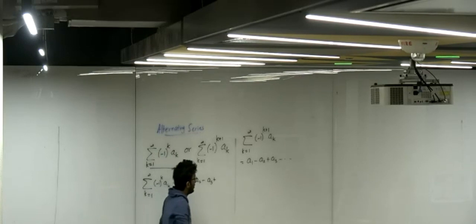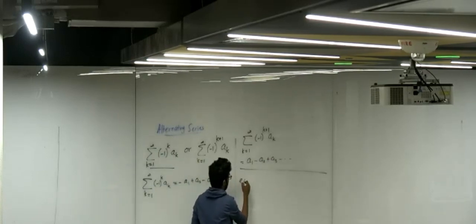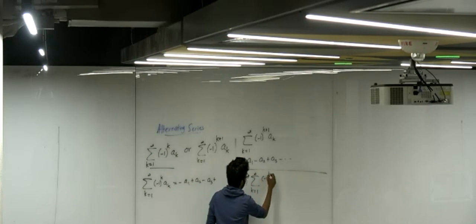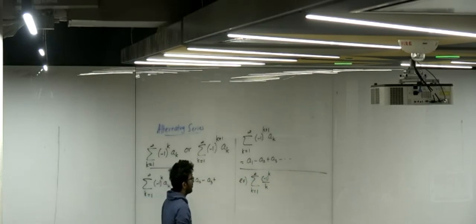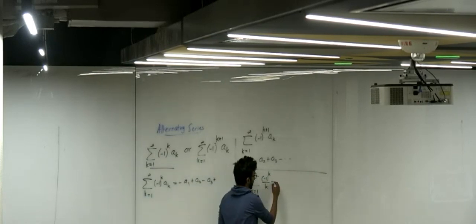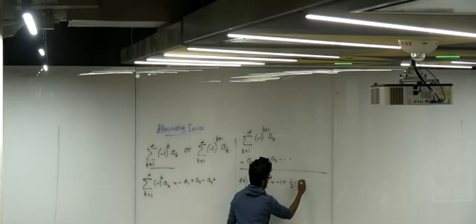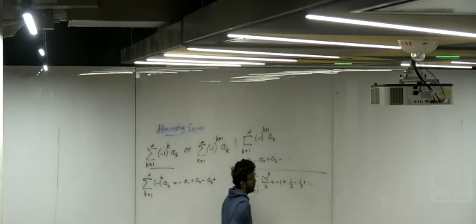All right, if I give you some examples, suppose you have a series like this: sum from 1 to infinity of negative 1 to the power k divided by k, okay? What can you say about this series? If you put k equals 1, you would get negative 1 divided by 1. If you put k equals 2, you would get 1 divided by 2, then negative 1 over 3, positive 1 over 4, and it would continue like that.